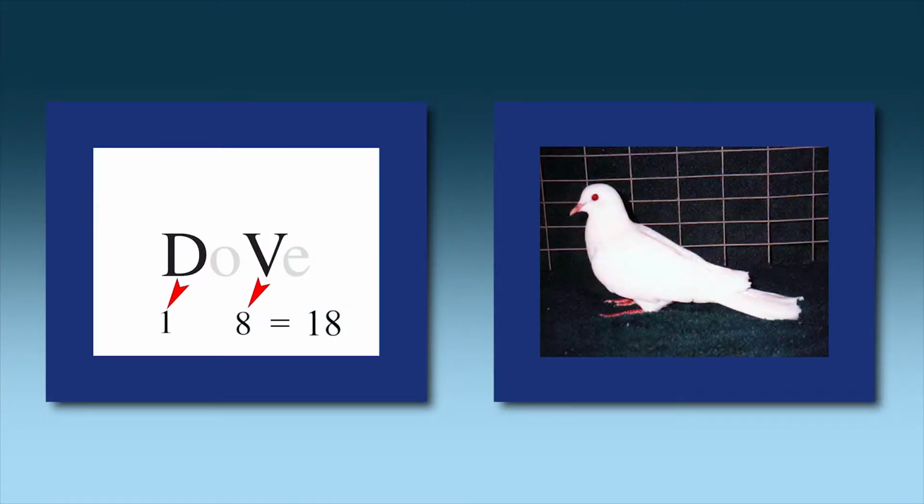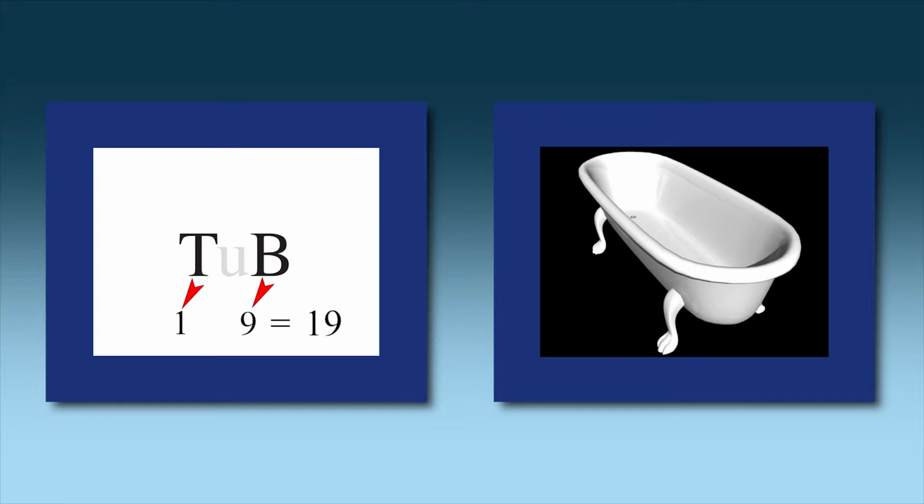So you can have a picture for each one of those and they will all be good. What is dove? Oh, 18, very good. What is tub? Didn't teach you that yet. T is, you figure this out yourself. T is 1. U is nothing, because it's not 0, it's nothing, it has no equivalency. And tub, 9, very good. So tub is 19, excellent.